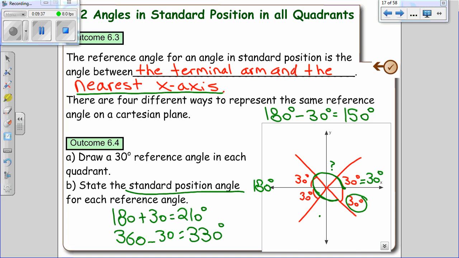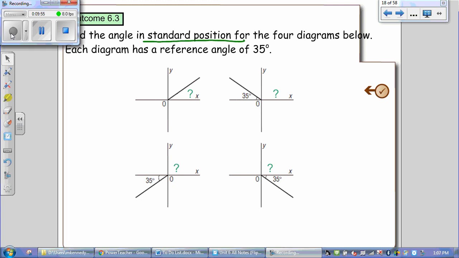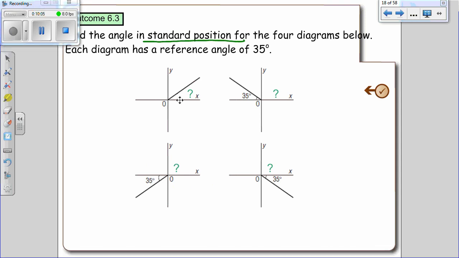All right. In all 4 of these questions, I want you to write what the standard position angle is. So the standard position angle for all those diagrams. You can give it a shot on your own. Finding the standard position angle means you're finding the angle from the positive x-axis to the terminal arm. In this case, it's right there, which is the same thing as your reference angle, which is 35 degrees.